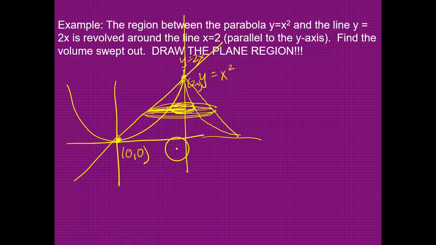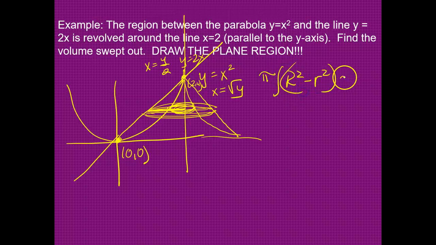And I'm going around a line that is like the y-axis. So everything has to be in terms of y. So instead of y equals x squared, I have to use x is the square root of y. Instead of y equals 2x, I'm going to use x equals y over 2. I'm still going to use pi r squared minus r squared, but this time I have dy. And I'm not going from 0 to 2 because that's along the x-axis. I'm going from 0 to 4 along the y-axis. So this is 0, this is 4.